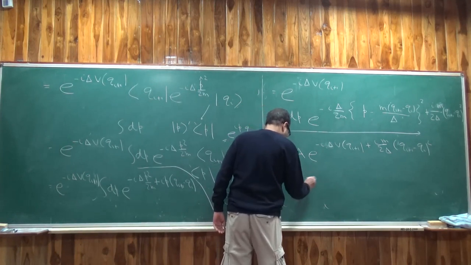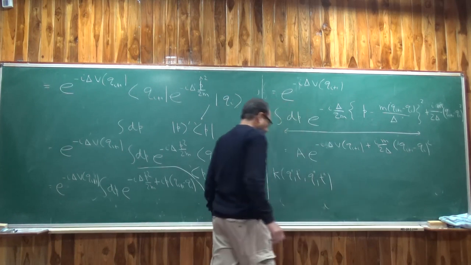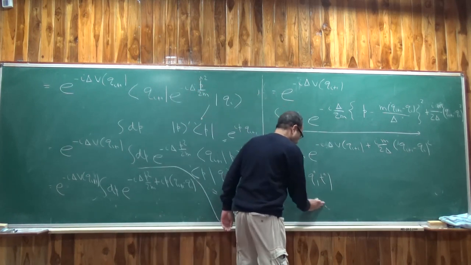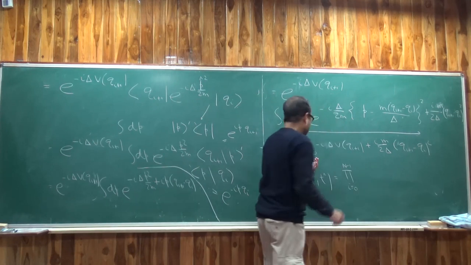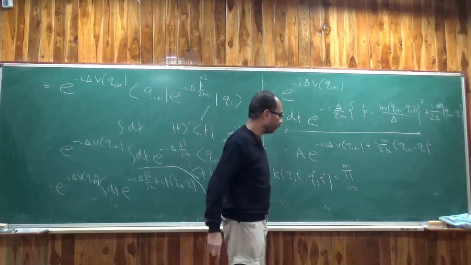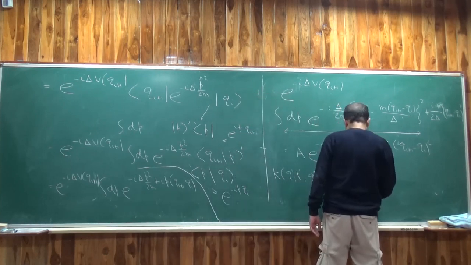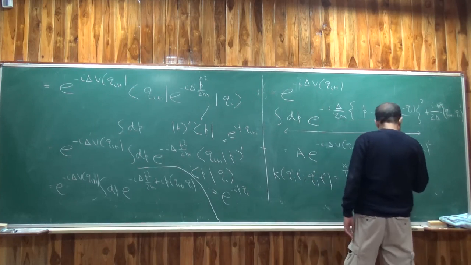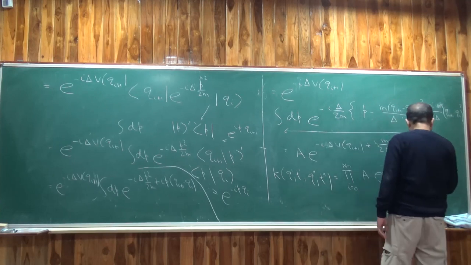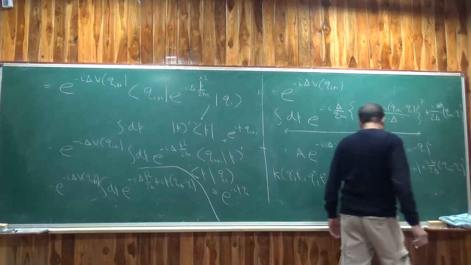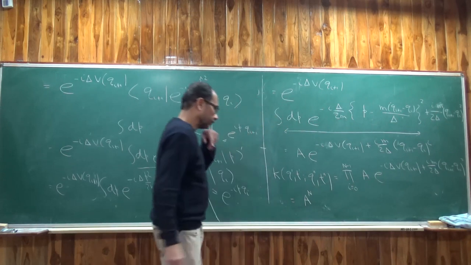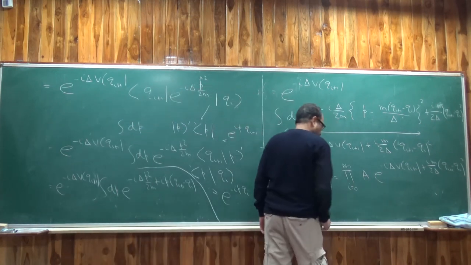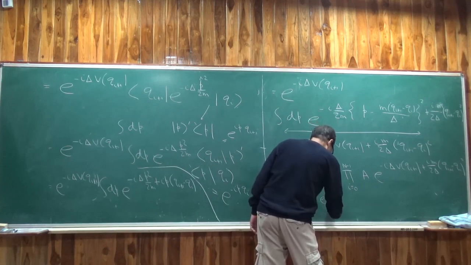q prime, p prime, q double prime, p double prime will be the product from i equal to 0 to n minus 1 of this object. And this is what an individual term in the product is, what I evaluated. So A times e to the power minus i delta V of q_{i+1} plus i m over 2 delta times (q_{i+1} minus q_i) square. So this becomes a to the power n, which will not be too relevant for us, and then the exponential. Let me write this.